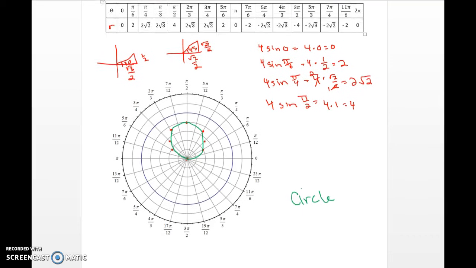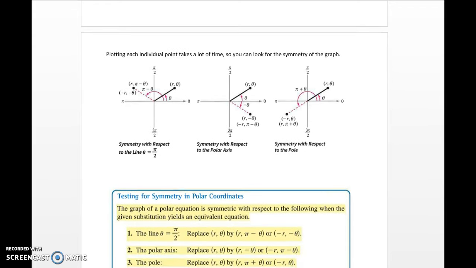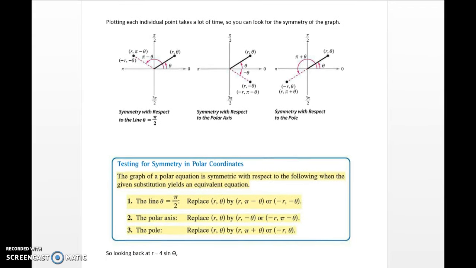Okay, so continuing on. That was a lot of work, right? Making a table of all of those points, finding each individual value of r from each theta. It's a lot of work. So one way to make it a little easier is to look at the symmetry.